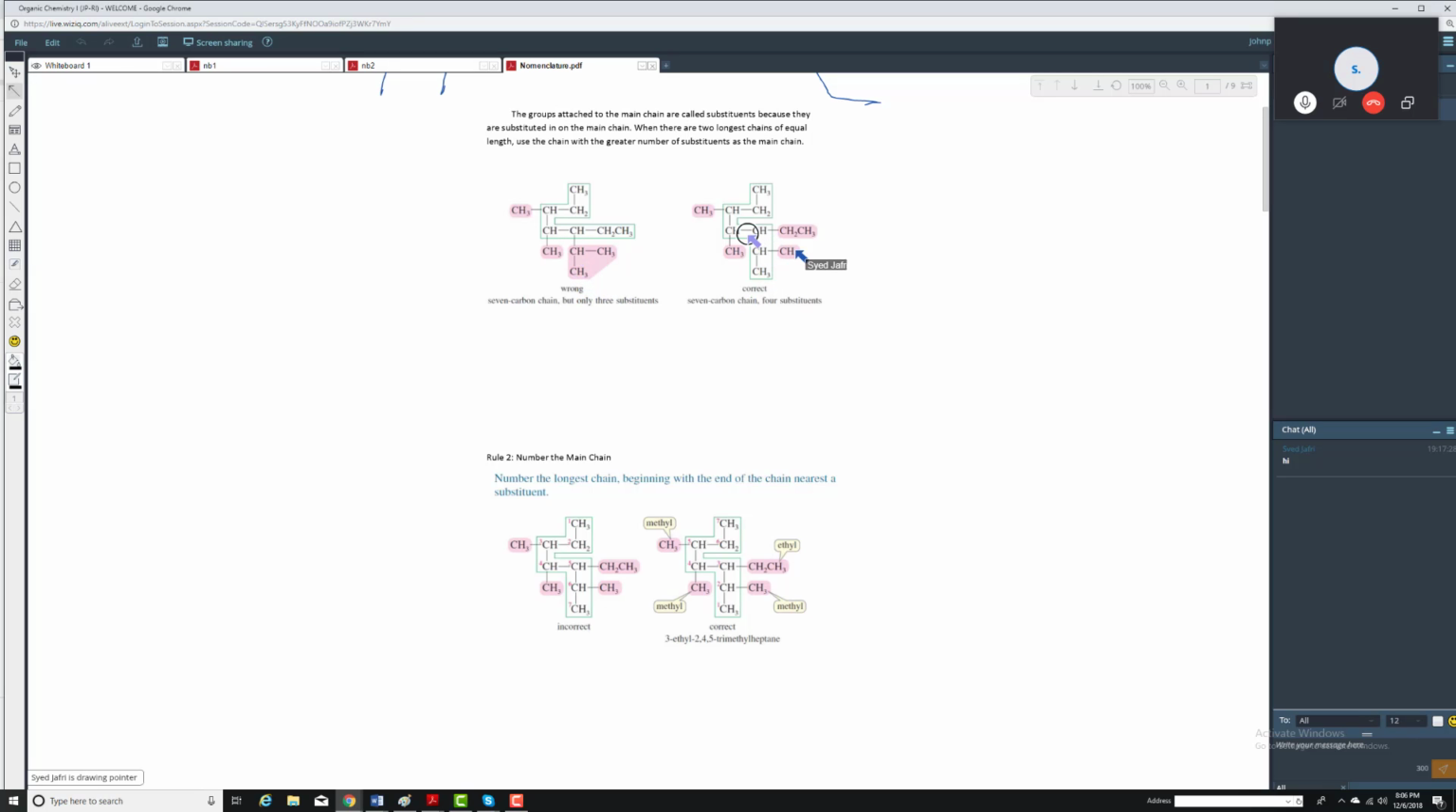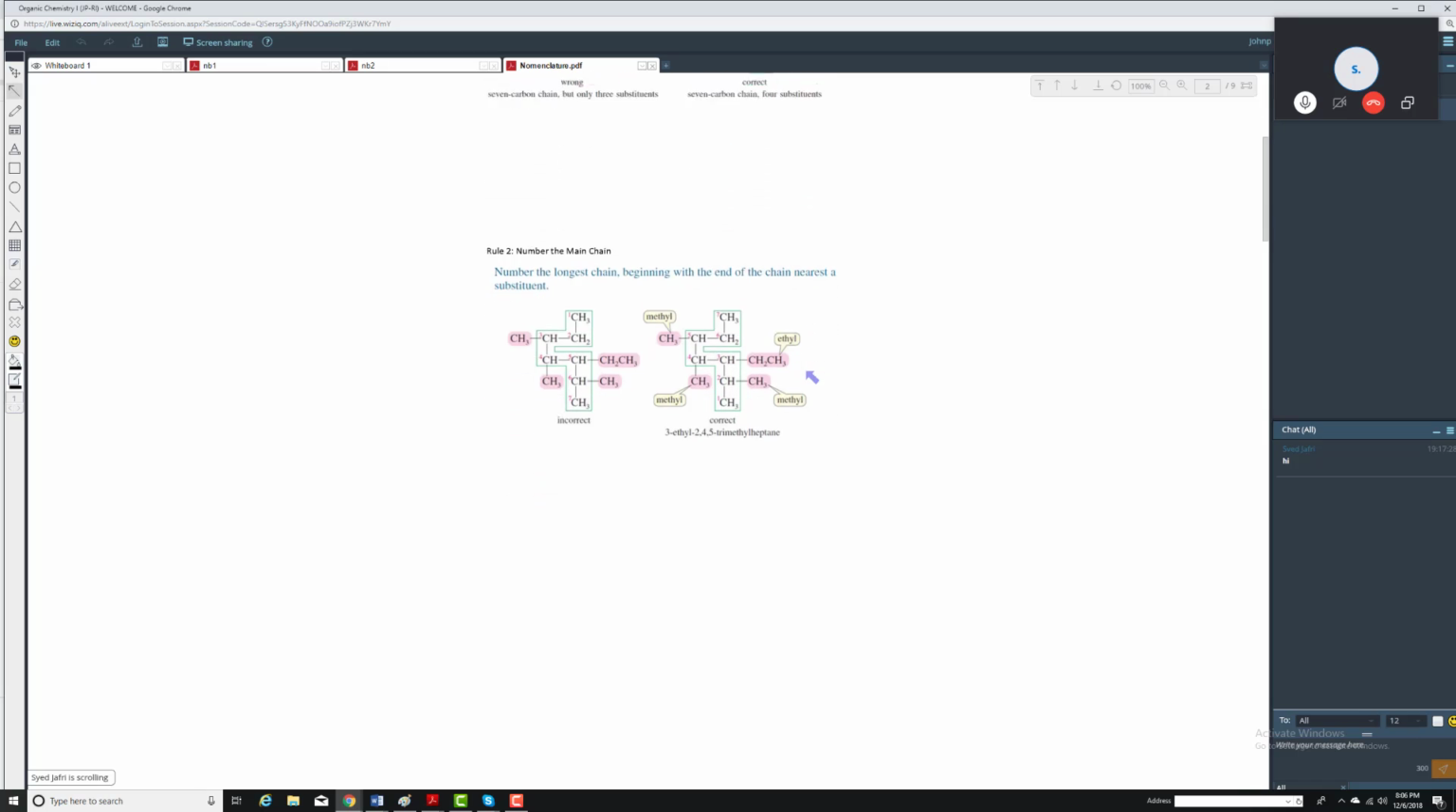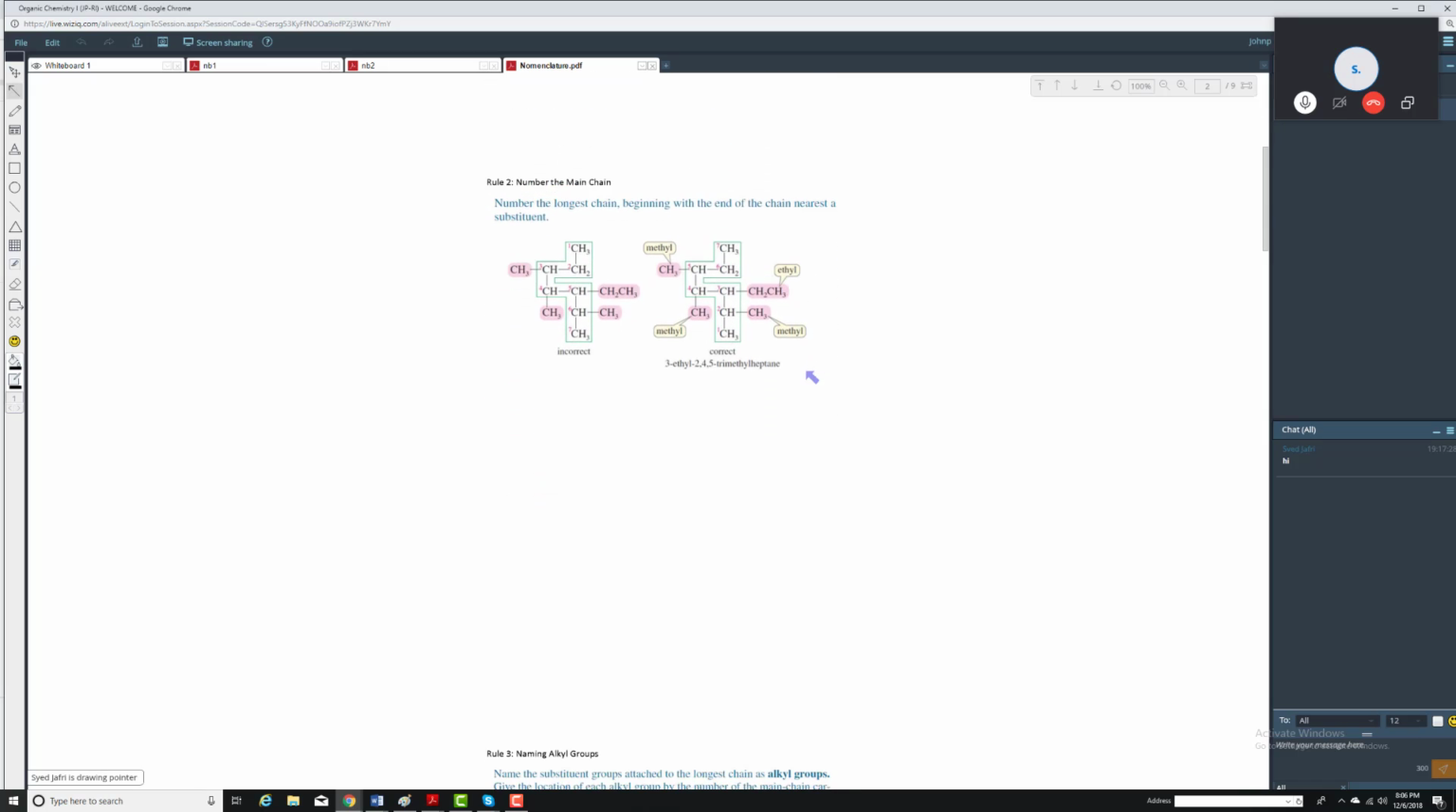According to this rule, you will choose the chain which has more exits, more branches. I am using the word exits; it is a group of radicals, whatever you call it. Now look here in this case. This is rule 2: number the chain. Start the numbering from one end to the other end.